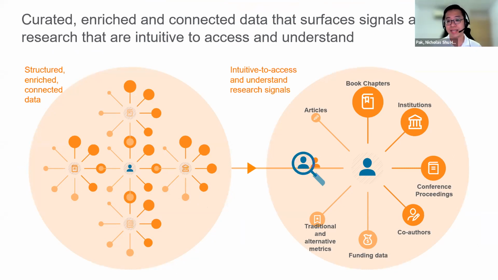And we are able to break it down into probably 64 granular details: articles, book chapters, institutions, conference proceedings, co-authors, funding data, traditional metrics. We break this down on a very granular basis, and we're able to assemble them so that you're able to get an overview of what it is that you're actually able to see on Scopus. I think this is really powerful, and this is really the overall engine that we're talking about.